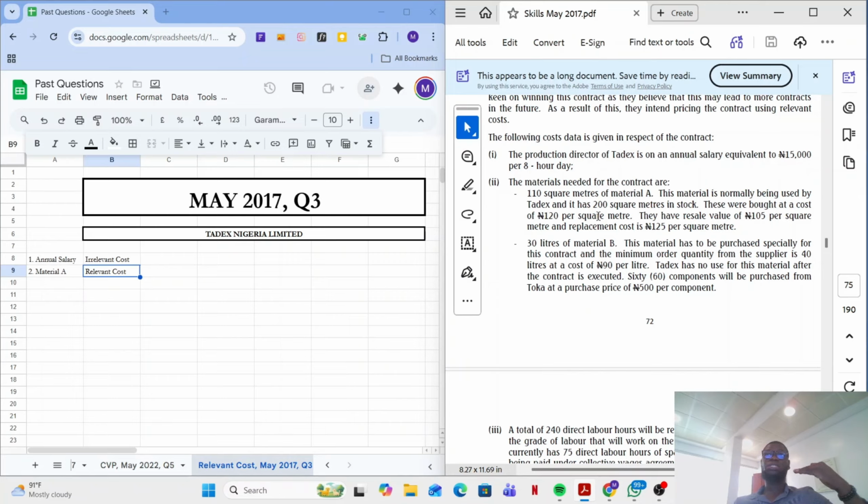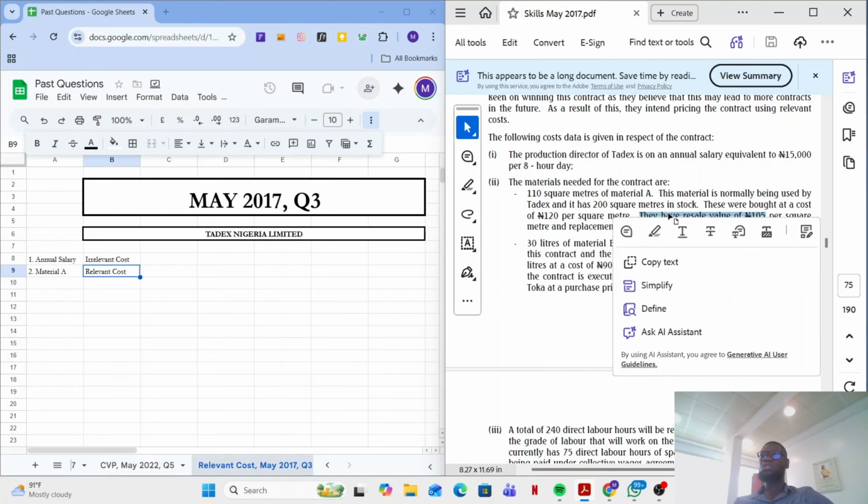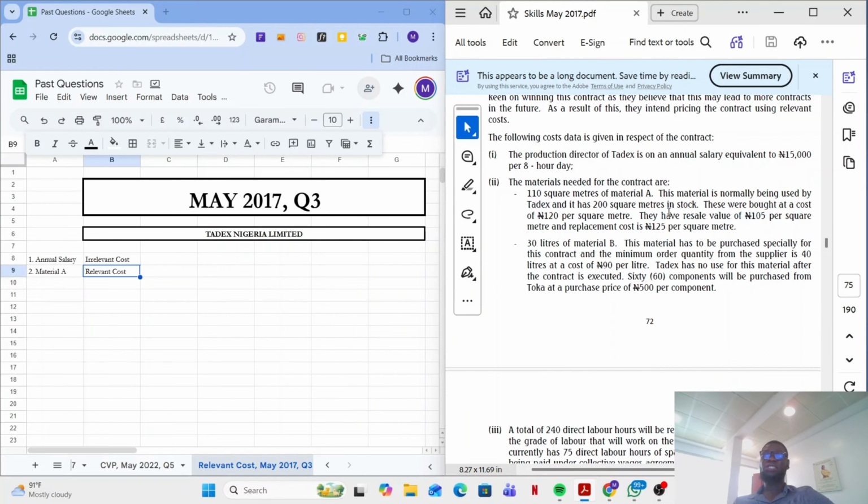Historical cost, past costs are not relevant, right? So that's an irrelevant cost. They give us the resale value. This is the amount that they want to sell it for if they have to dispose of it. To dispose of it is not relevant in this case because the stocks are usually used.